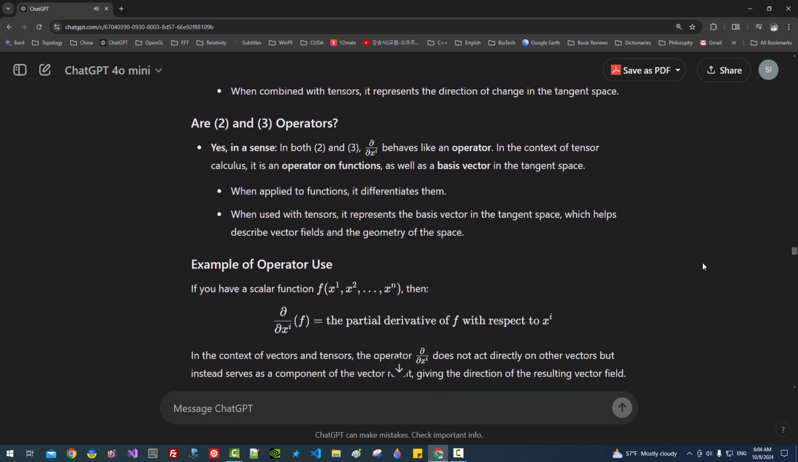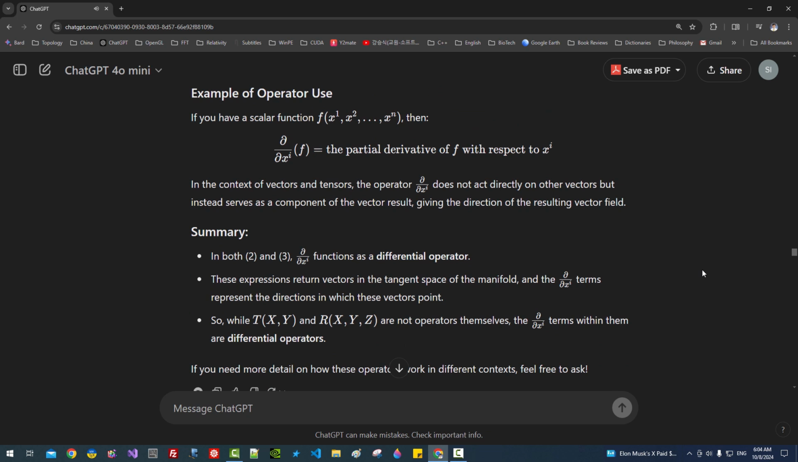Are 2 and 3 operators? Yes, in a sense. In both 2 and 3, ∂/∂x^i behaves like an operator. In the context of tensor calculus, it is an operator on functions, as well as a basis vector in the tangent space. When applied to functions, it differentiates them. When used with tensors, it represents the basis vector in the tangent space, which helps describe vector fields and the geometry of the space.